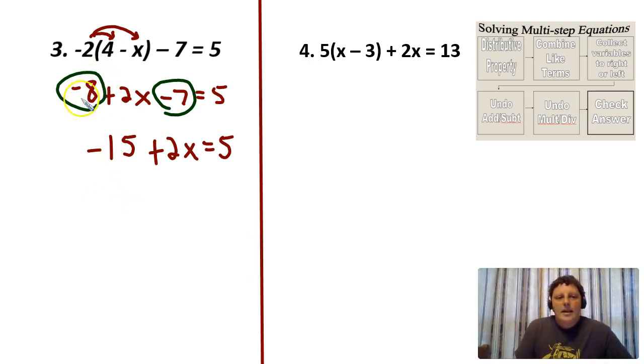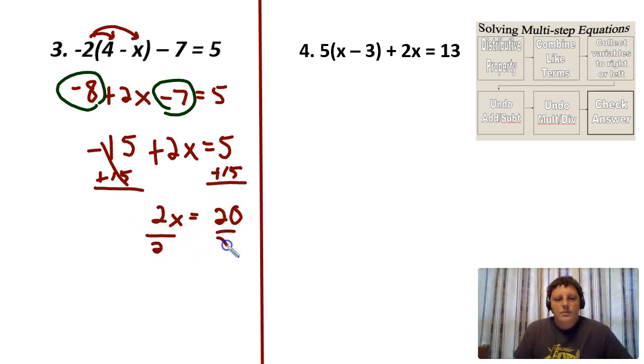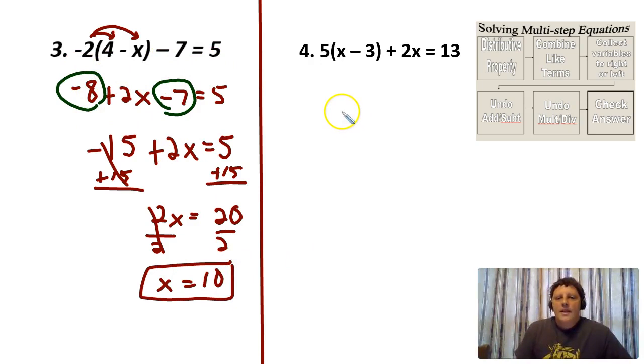Now that we have taken care of adding like terms and the distribution, we don't have any variables to collect left or right, so we'll start undoing the addition or subtraction by adding 15 to both sides and bring everything down. 5 plus 15 is 20. Divide by 2. We get x equals 10. Plug 10 into that original equation. Make sure that you've done the right work. You should get 5.